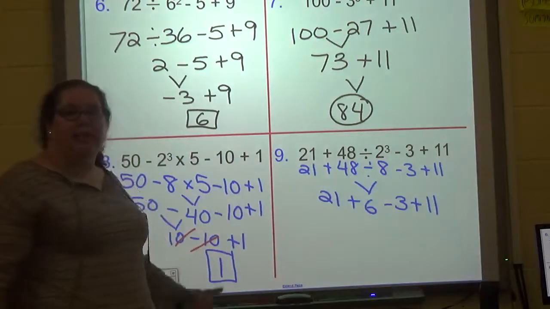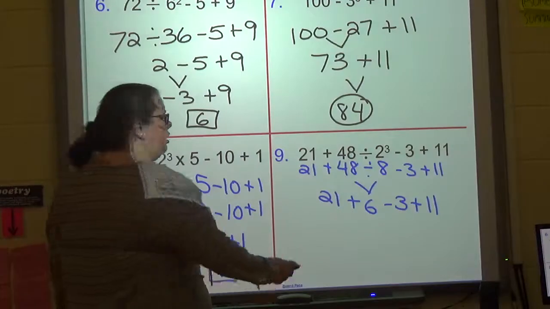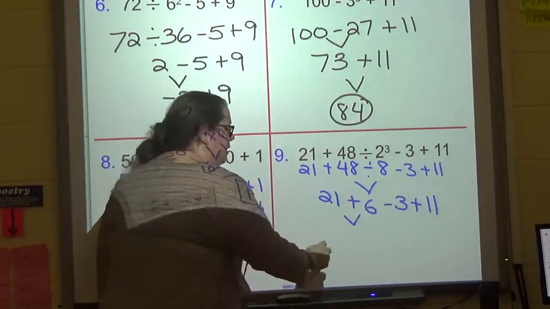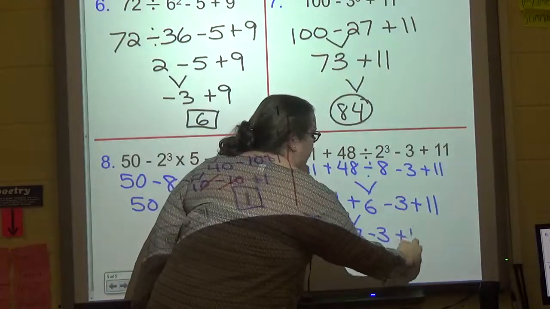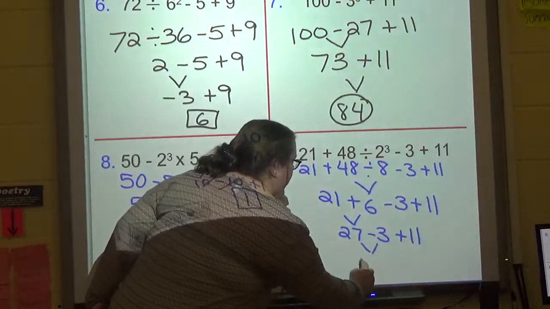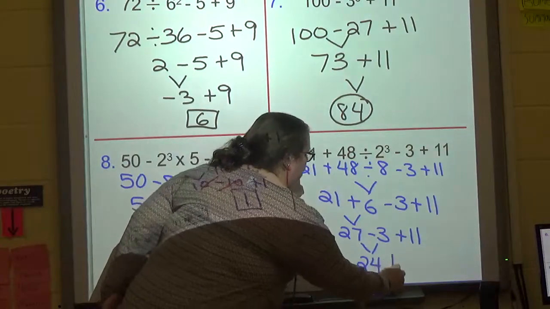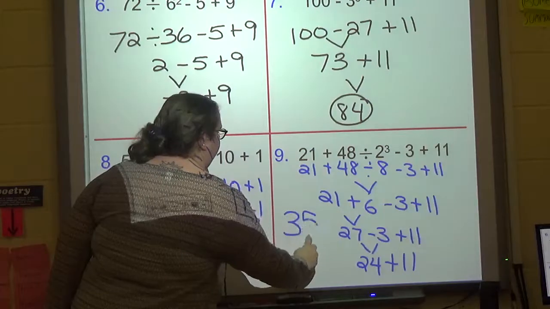Now all we have left is adding and subtracting, so we're just going to go left to right. So that's 21 and 6 is 27, minus 3 plus 11, again, left to right, 24 plus 11, ran out of space, is 35.